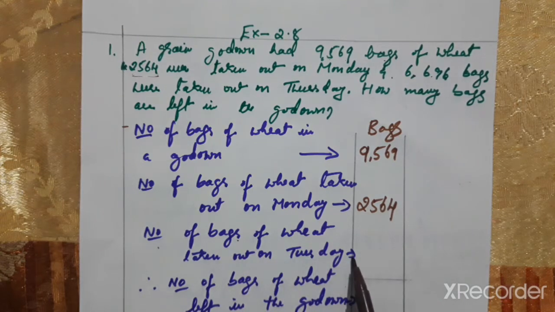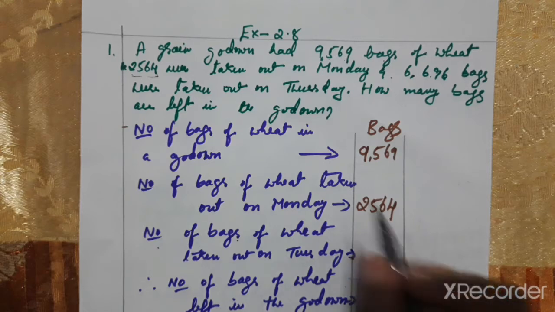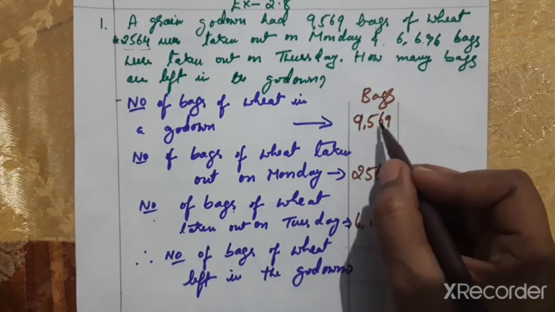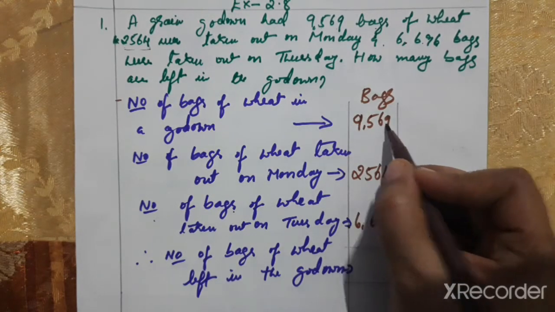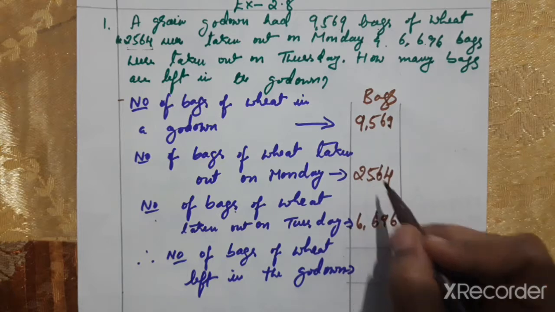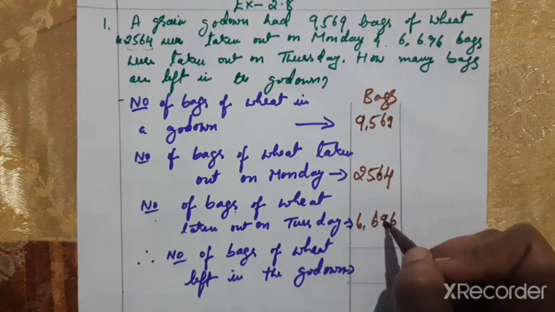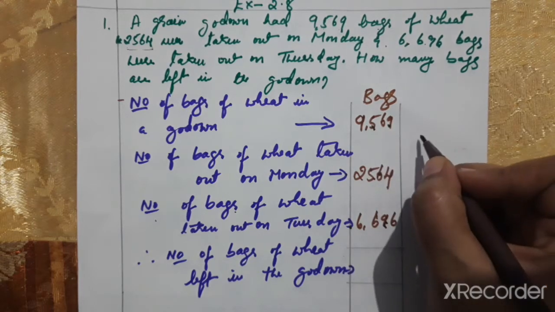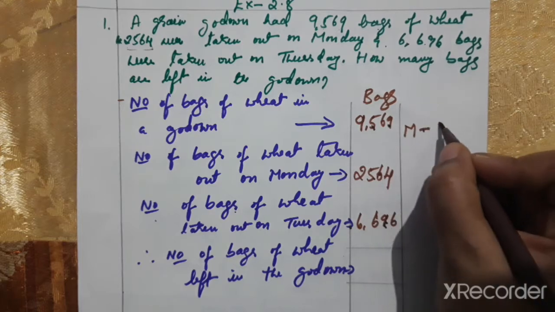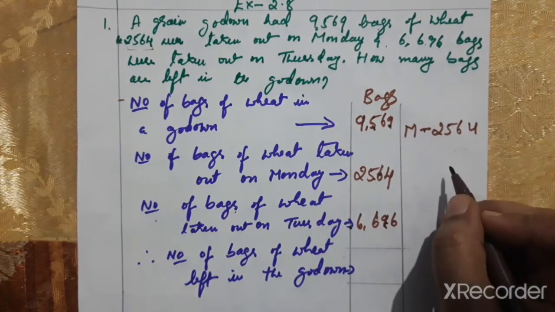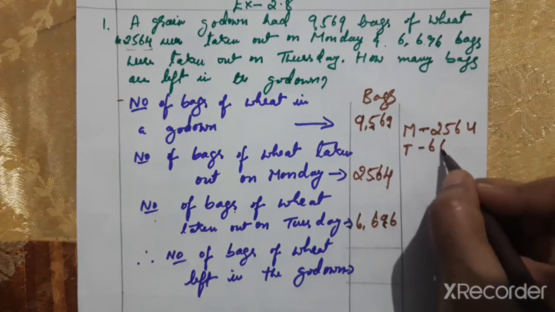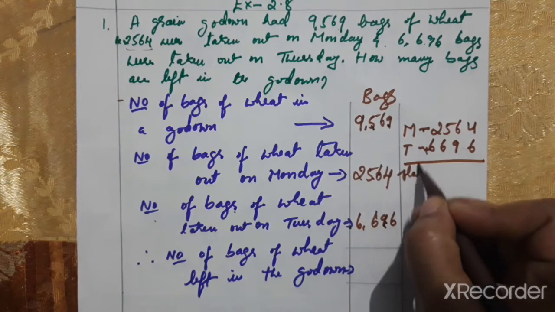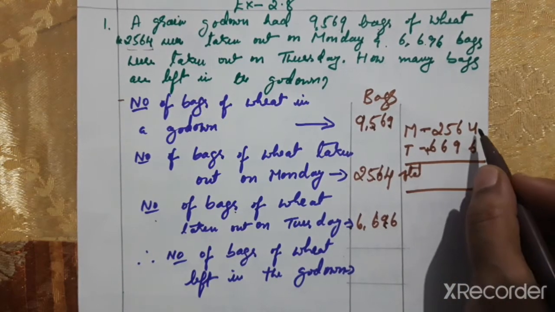You can write your own sentence, but the sentence should be meaningful with correct grammar. Now how much? 6,696. And this is the total number of bags in a garden. Now these two are Monday and Tuesday. So we have to add these two and subtract from the total number of bags in the garden. Now add the numbers. On Monday 2,564 bags were taken out, and on Tuesday 6,696 bags. So the total number of bags taken out from the garden, we have to add.